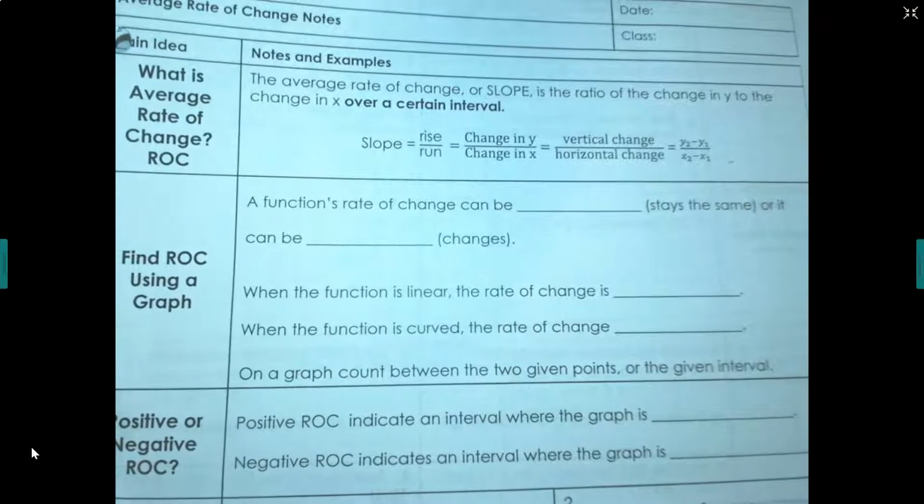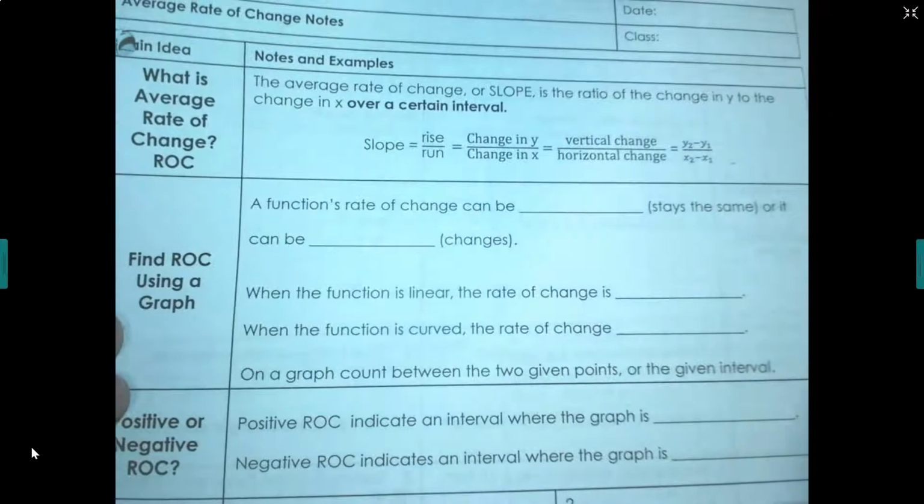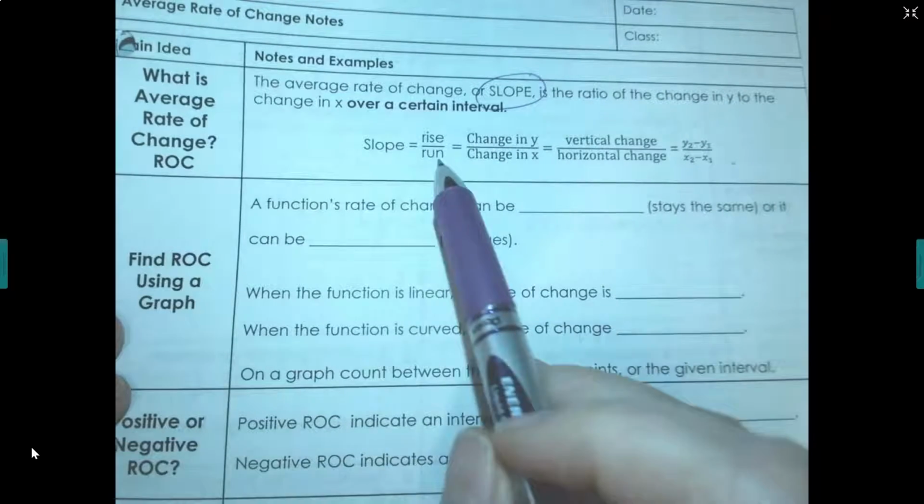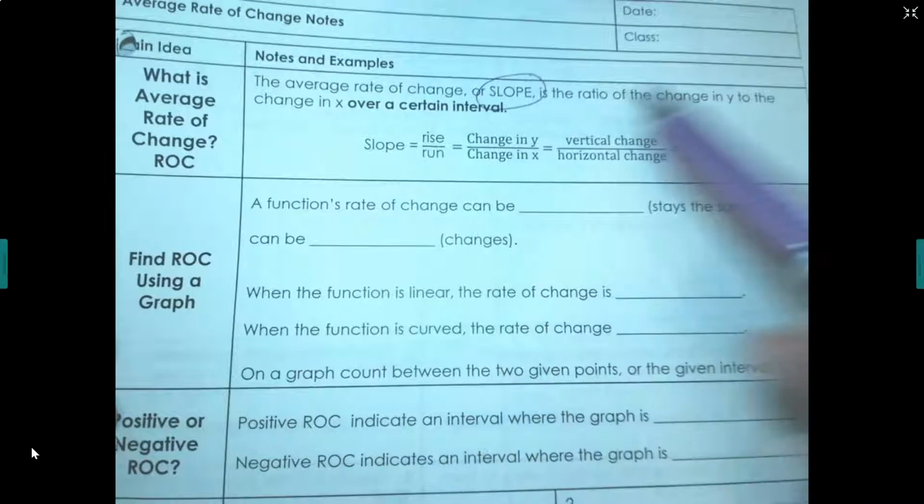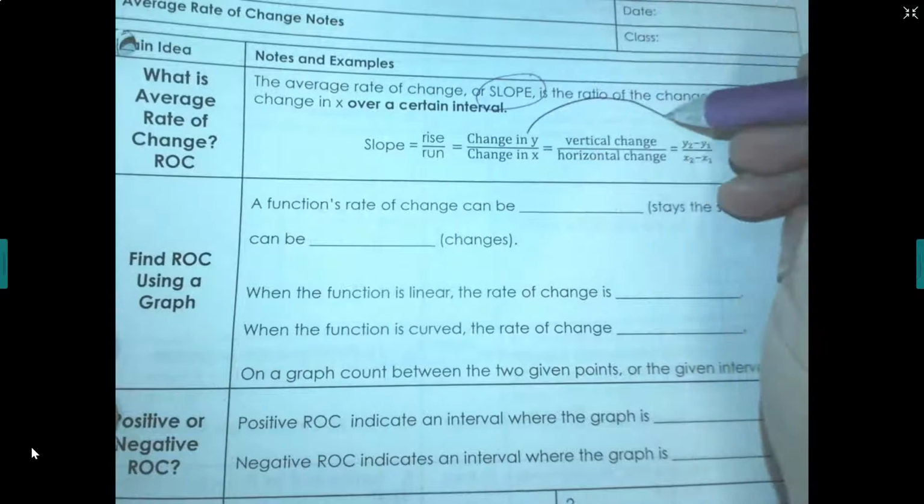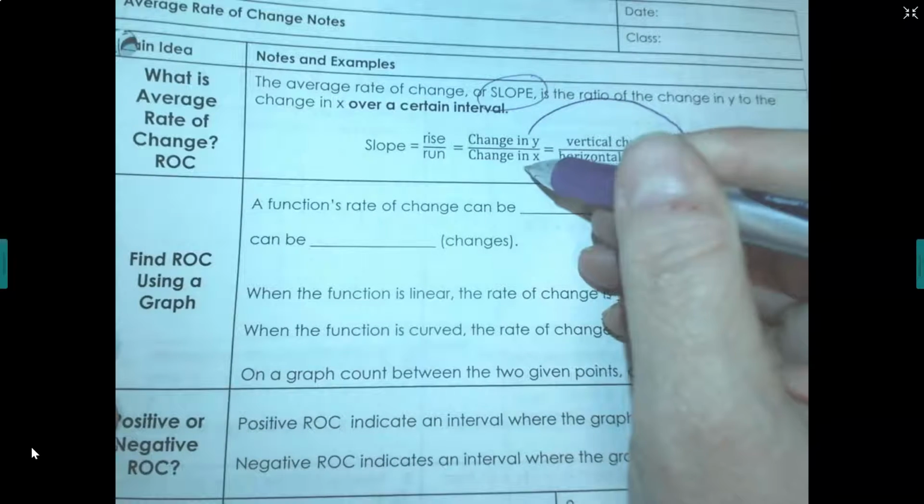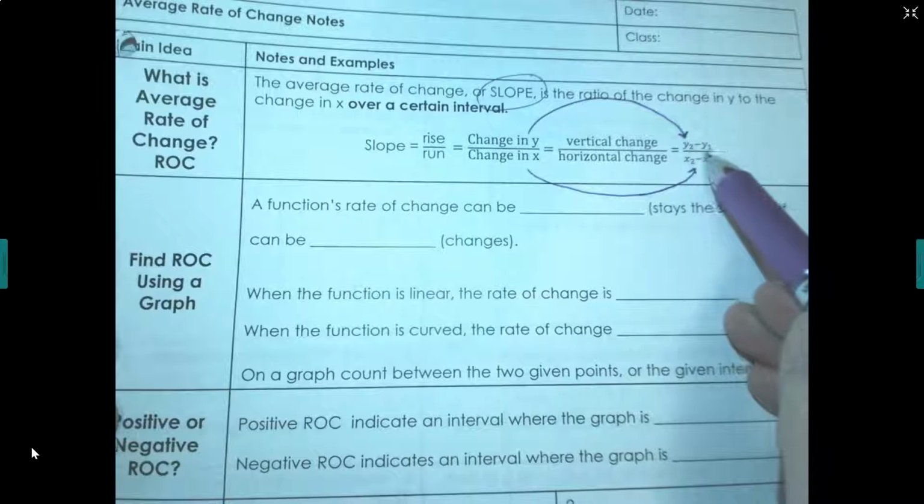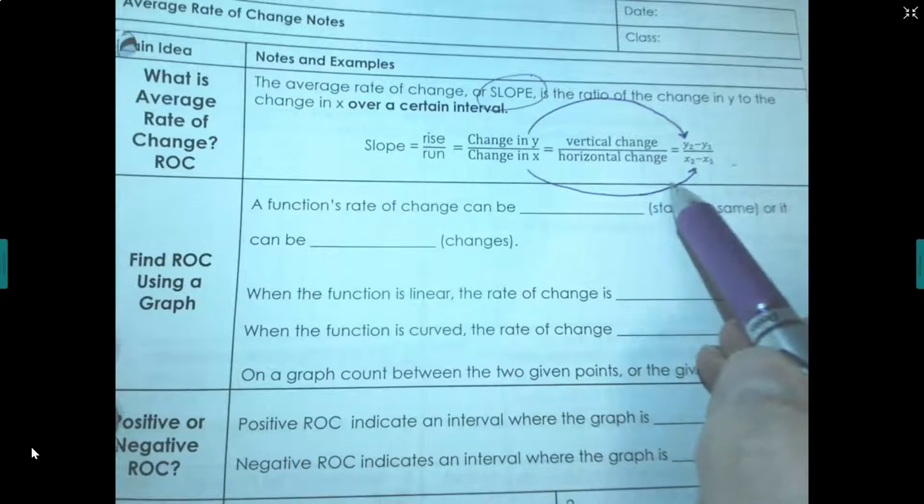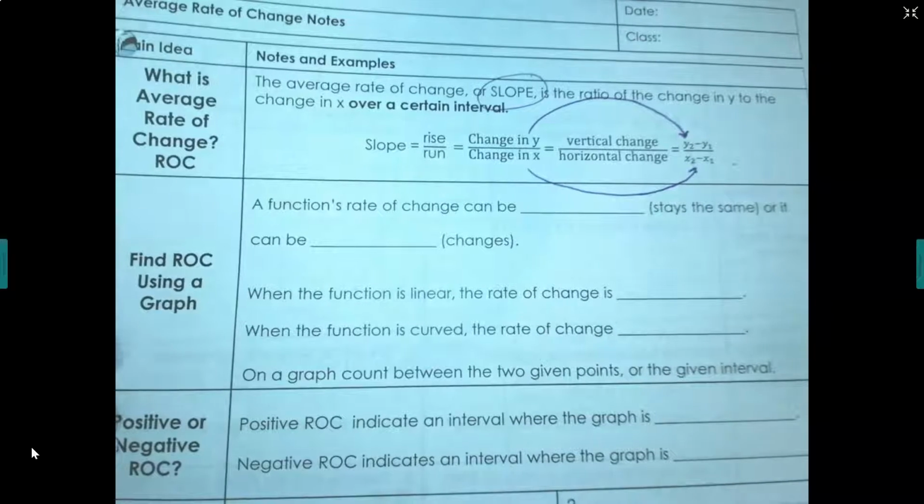Alright, so rate of change is really just slope. Okay? So it's your rise over your run, your change in y's divided by your change in x, and that's where this formula comes in right over here. The change in y's comes from y minus y, and the change in x becomes x minus x.